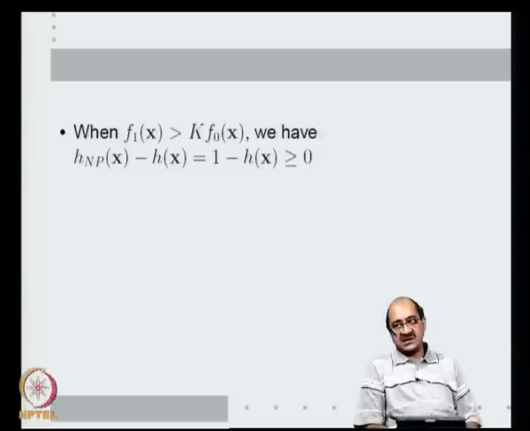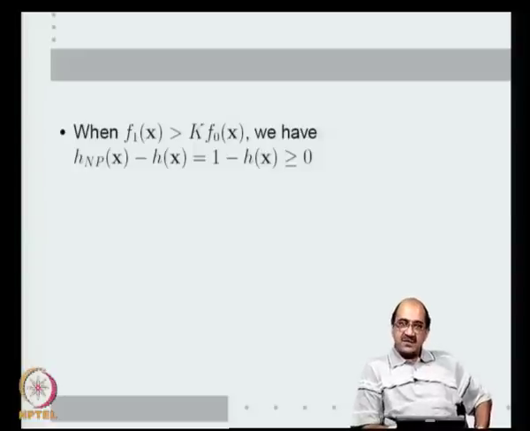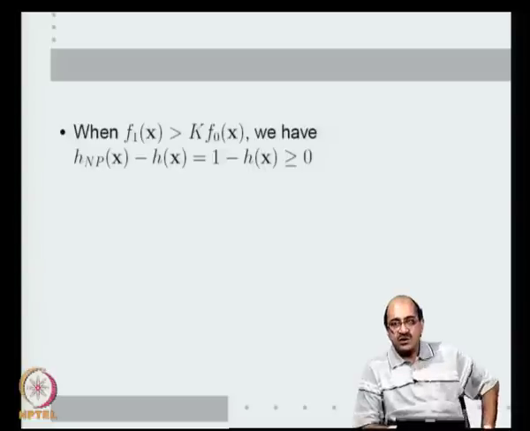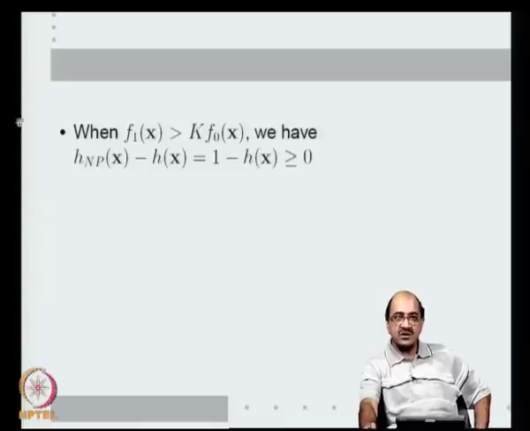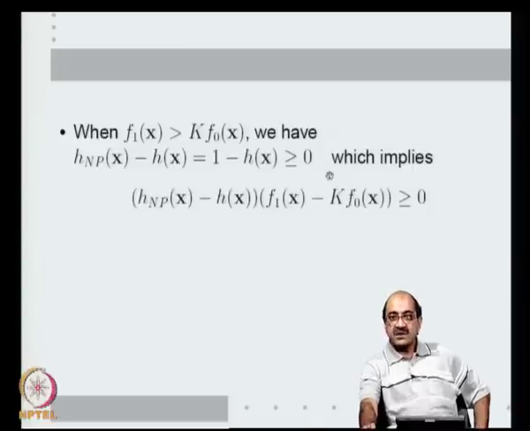Recall that h_NP(x) equals 1 if f1/f0 is greater than k. So, for all x such that f1(x) is greater than k f0(x), we have h_NP(x) is 1, which means h_NP(x) minus h(x) will be 1 minus h(x), which is always greater than or equal to 0, because h(x) can be either 1 or 0. No matter what classifier h is, h(x) is either 1 or 0. So, for all x such that f1(x) is greater than k f0(x), h_NP(x) minus h(x) will always be greater than or equal to 0, which means (h_NP minus h) into (f1 minus k f0) is positive, because both terms here are positive.